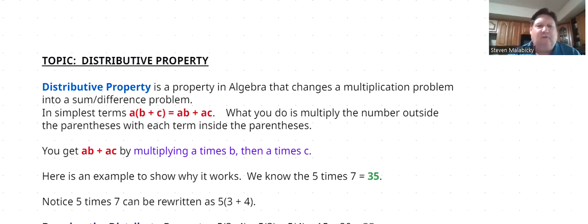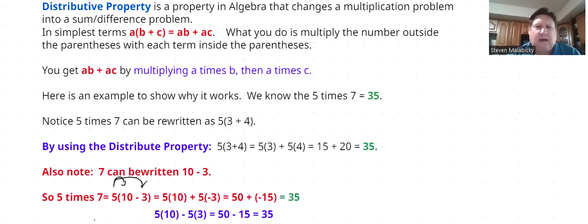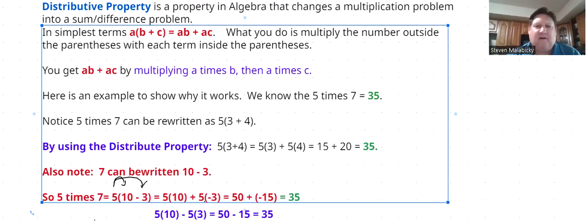So if I rewrite 5 times 7 as 5 times (3 plus 4), and then I use the distributive property, look what happens. The distributive property says to multiply the 5 times the 3, and then multiply the 5 times the 4. 5 times 3 is 15, 5 times 4 is 20, and when I add those numbers, I get 35, which is the same thing as 5 times 7.